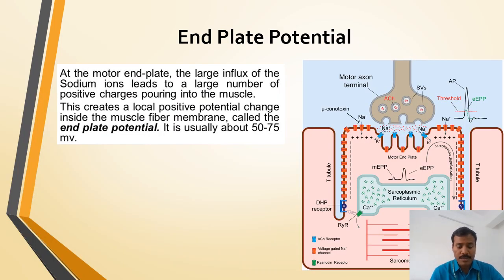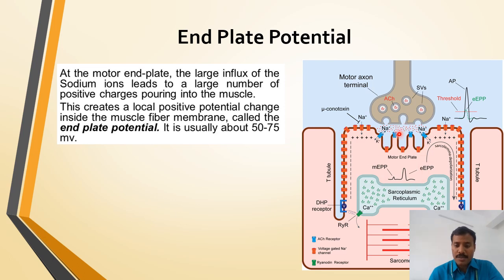Coming on to the end plate potential. End plate potential is the potential which is formed at the motor end plate, that is the muscle membrane, after the opening of ligand-gated sodium channels. The large influx of sodium ions leads to a large number of positive charges in the muscle, so this creates a local positive potential in the membrane. It is called end plate potential. It is usually about 50 to 70 millivolts. If the end plate potential reaches the firing level, it leads to action potential by opening of voltage gated sodium channels.